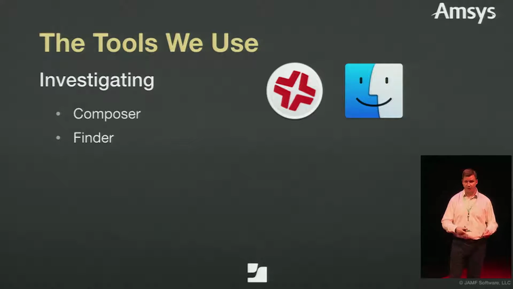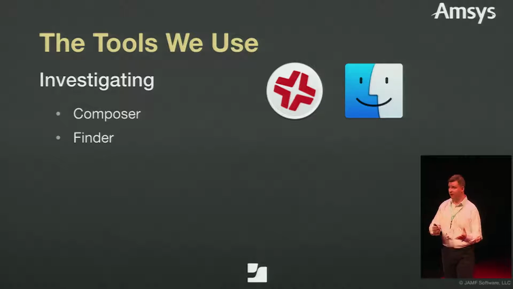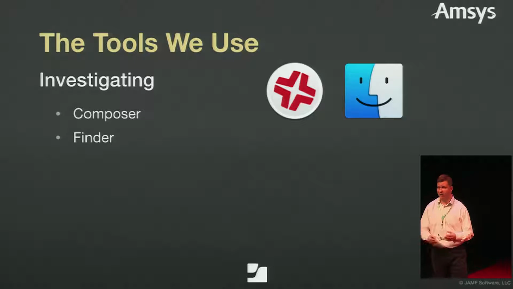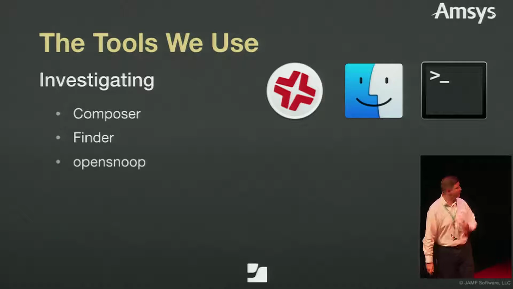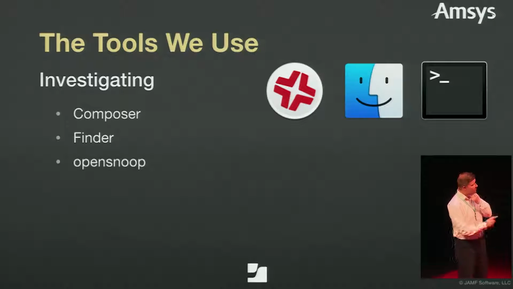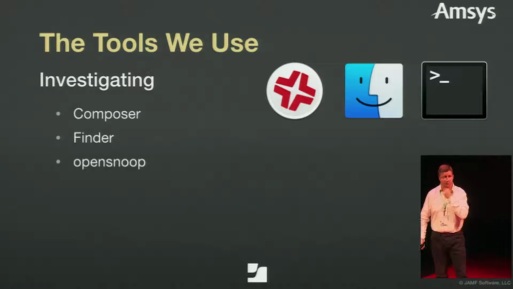Obviously, when you're doing investigation, you could just use the Finder. You can search for files, search for things that are modified recently. Some of the other things we use, obviously terminal, commands like OpenSnoop that can find out what's going on in the file system.